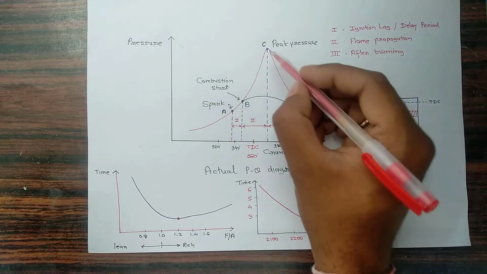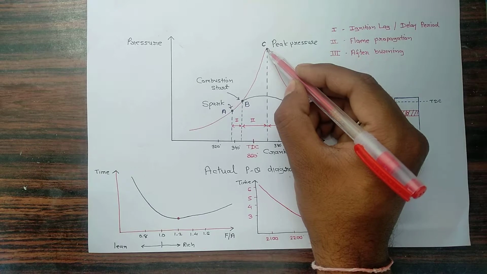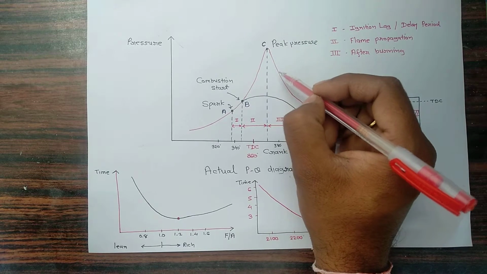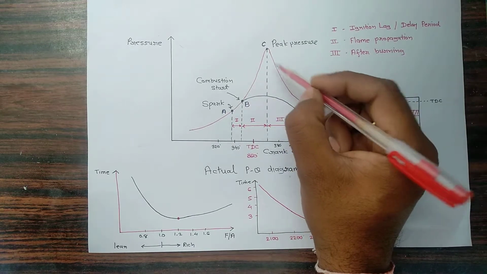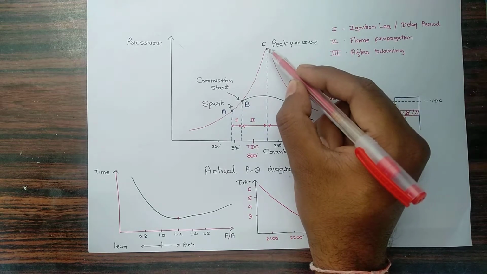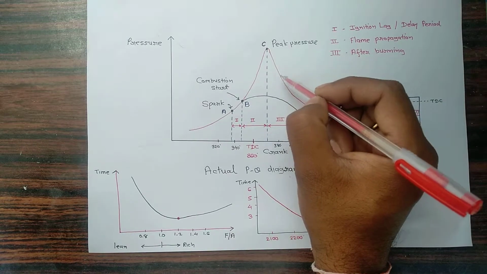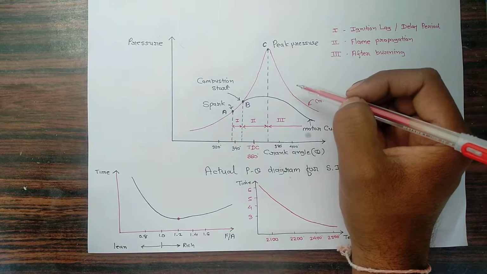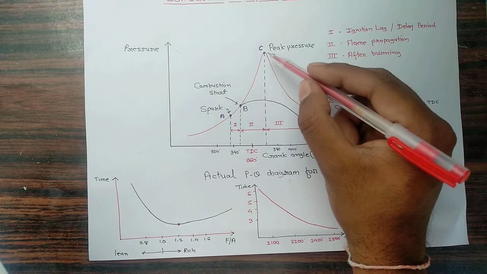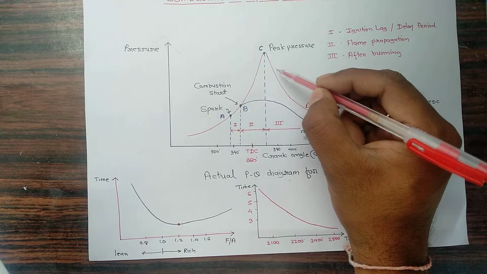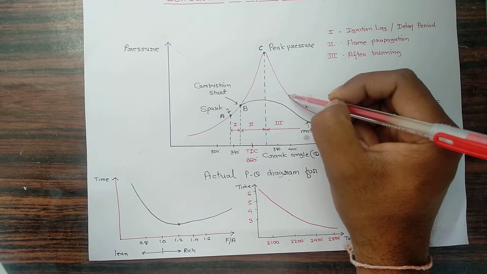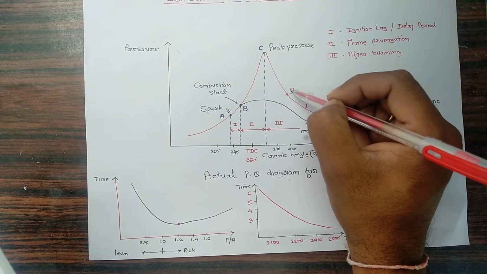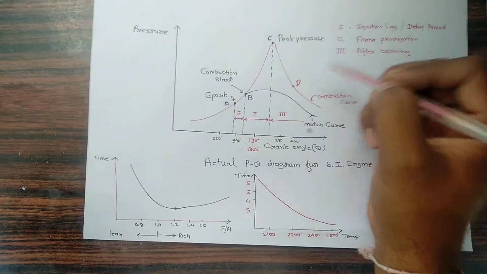Now this is the third phase. Here we are getting the maximum pressure, but after that point the pressure will decrease while the temperature will increase. Beyond this point, what will happen? Pressure will decrease, but the temperature increases. So this is the third phase. Here it is the maximum pressure, and after that, somewhere here, we will get the maximum temperature. So from C to this point D, this phase is known as the afterburning phase.